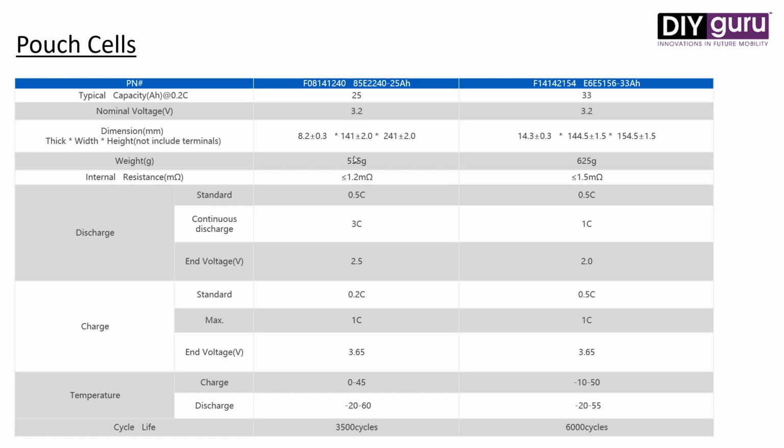Charging temperature is between 0 to 45 and it is between minus 10 to 50 degree, and discharge is 20 to 60 and it is minus 20 to 55. The cycles are also variable depending upon the battery. It could start from 3500 cycles and go as high as 6000 cycles.